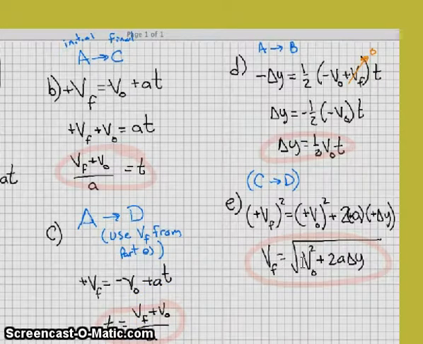But at any rate, since we didn't know time for this part, I said, hey, why don't we try the time-independent equation? And again, keeping track of all my positives. From this one, I went from C to D, and it looks like I'm trying to find the final velocity here. Again, you could certainly go from A to D as well.